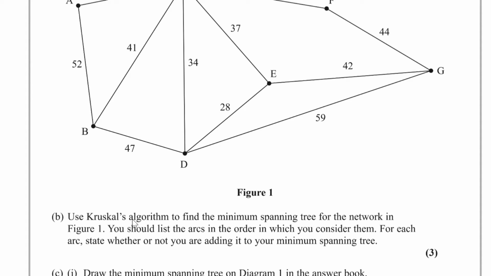For part B, we have to use Kruskal's algorithm to find the minimum spanning tree for the network in figure 1. You should list the arcs in the order in which you consider them. For each arc, we have to state whether or not you are adding it to your minimum spanning tree.